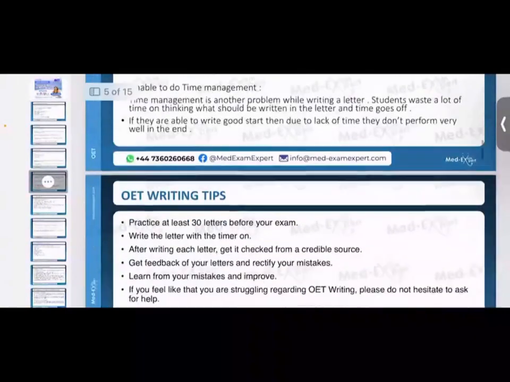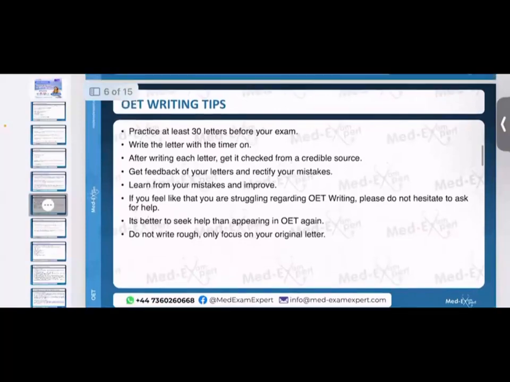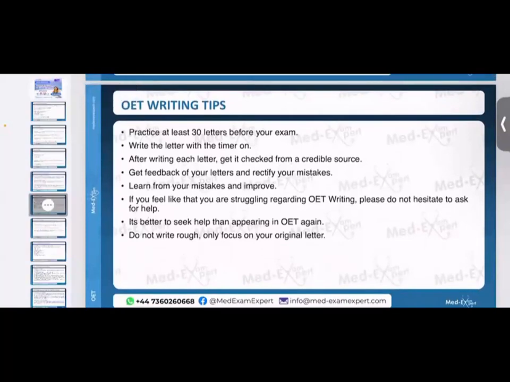So this is the thing. Here are some of the journal writing tips for OET letter writing. Practice at least 30 letters before your real exam. If you don't know anything about the OET exam, if you haven't practiced any of the letters, the ideal scenario is that you write 30 letters before appearing in the real exam.